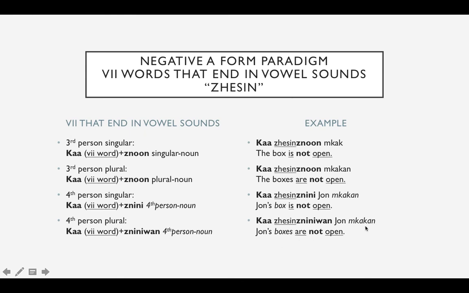So again, to tell your plural, look at your VII word in this case. So look at the suffix. So znine, one fourth person. Zninewan, multiple fourth person, or plural fourth person.